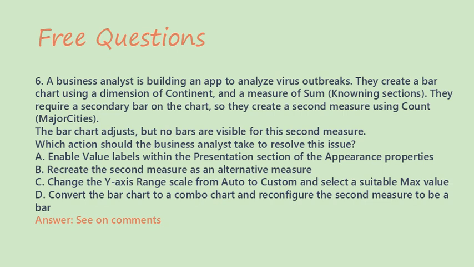A. Enable value labels within the presentation section of the appearance properties. B. Recreate the second measure as an alternative measure. C. Change the y-axis range scale from auto to custom and select a suitable max value. D. Convert.